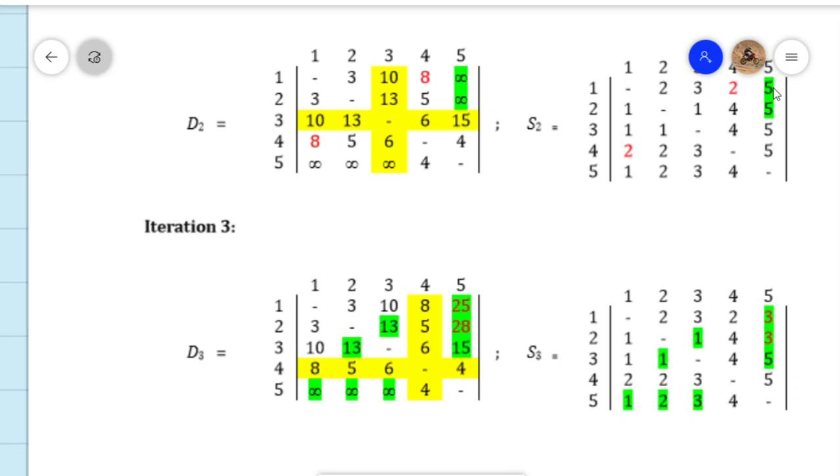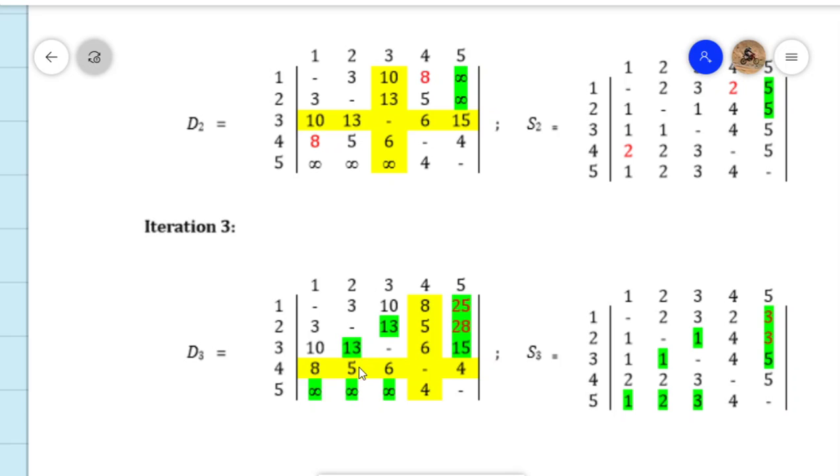Okay, then these two entries will be replaced by 3. So these are now 3 here. Next, mark the fourth row and fourth column as our pivotal row and pivotal column. Then apply again the same process, the triple operation, to the rest of the entries.